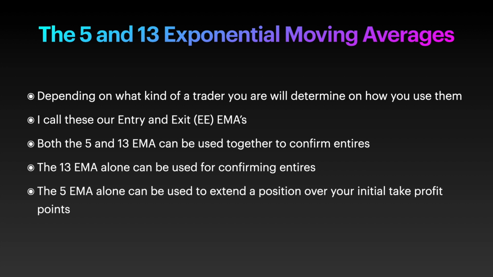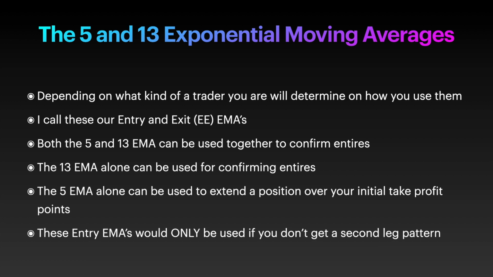So let's say, for example, you had a sell setup and you had a take profit at 30 pips. What if you wanted to get 35? What if you wanted to get 45? And you wanted to extend that take profit longer than your initial 30 pip take profit? The 5 EMA is what you would use, and I'm going to show you a couple of examples of how to use that.